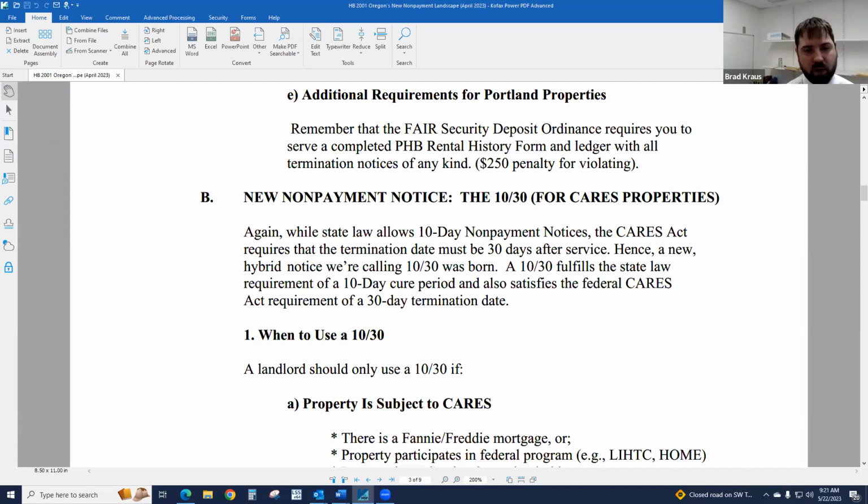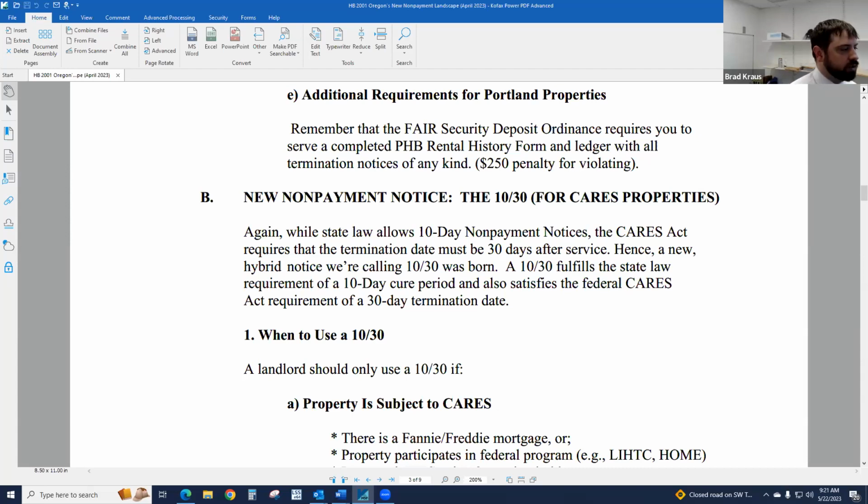So to answer your question, is there a benefit to using a 10-day? In certain circumstances, yeah, but the benefit is not as good as it used to be, unfortunately. Awesome, thank you.